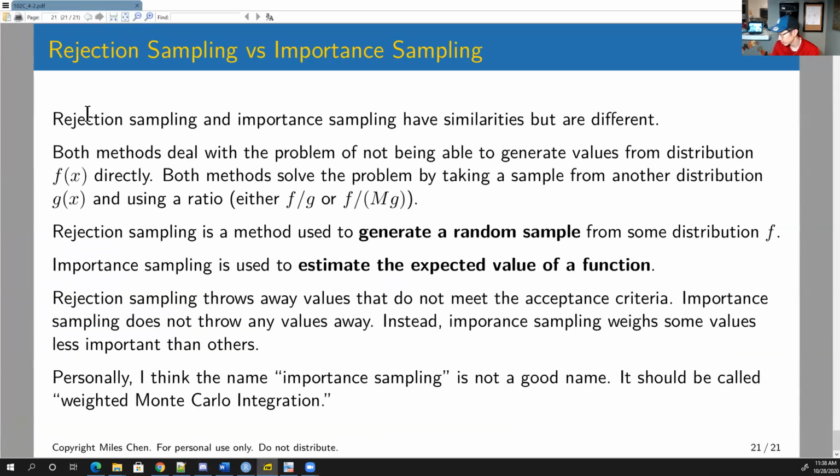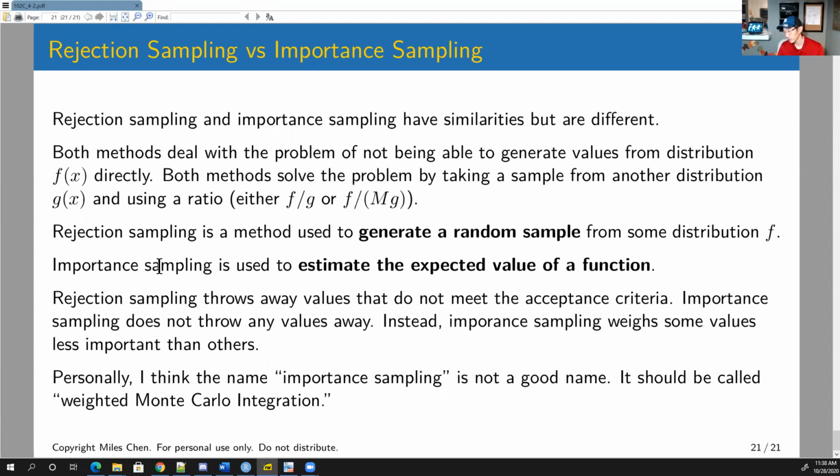Okay. So rejection sampling and importance sampling are similar, but different. Both methods deal with this problem of not being able to generate samples directly from some distribution f of x, right? And both methods solve the problem by sampling from a different distribution, g of x, instead of f of x. Then they compensate by using some kind of ratio of either f over g or f divided by m times g or something like that.